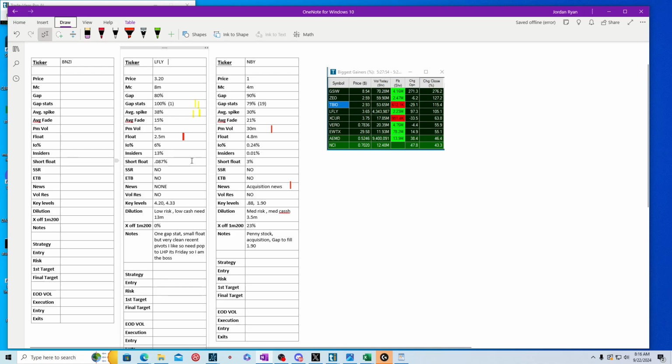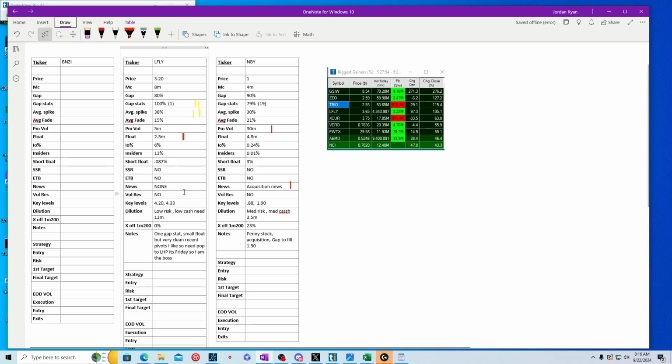Short float less than 10%, not a red flag. SSR, no red flag. If it was yes, it would be a red flag. Easy to borrow, no. If it was yes, it would be a red flag. And guys, if it was an easy to borrow stock, it would automatically be a red flag criteria. Easy to borrow, don't trade those, don't care. So that is one indicator that I will not trade. I hate easy to borrow stocks, and I just will automatically red flag this thing out, okay?